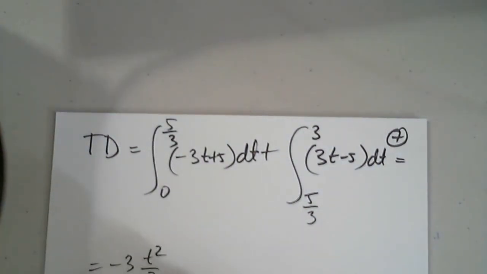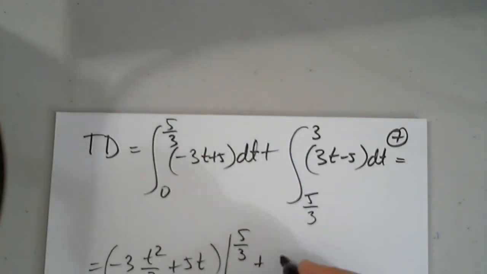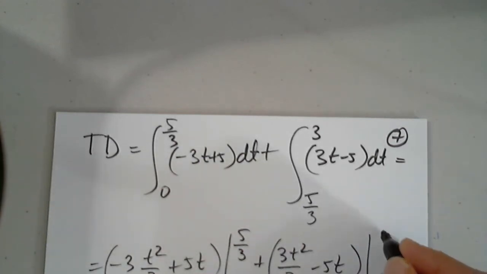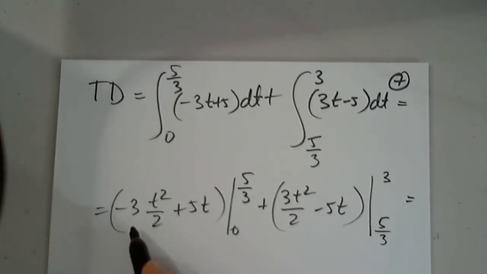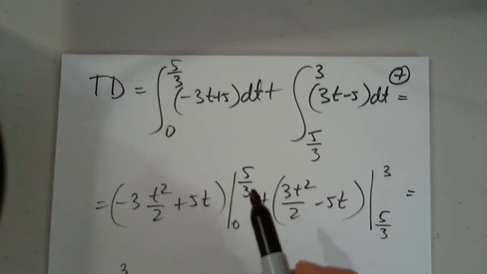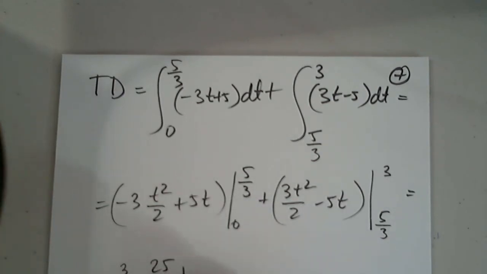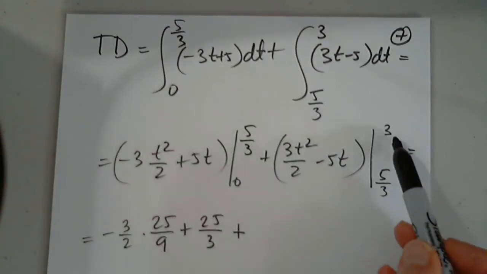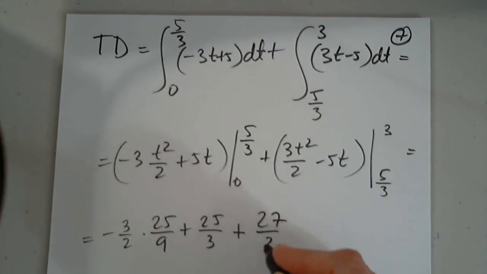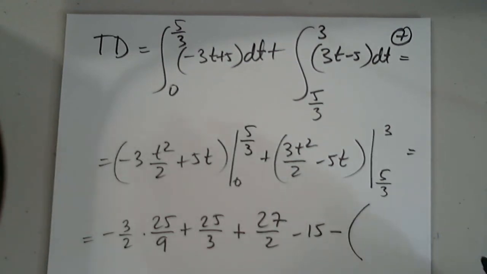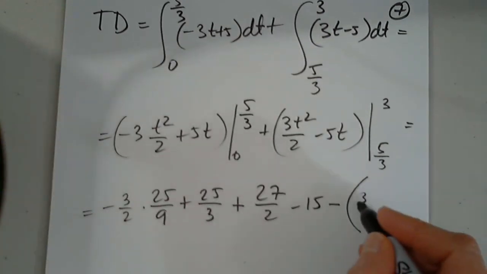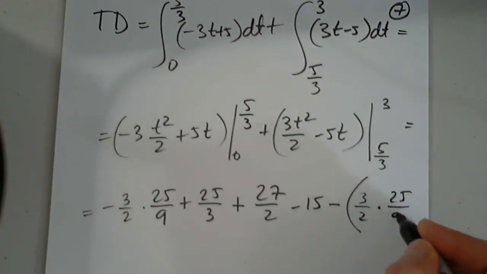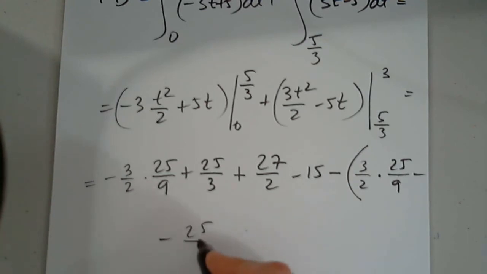So negative 3t squared over 2 plus 5t, but from 0 to 5/3. And the other one is 3t squared over 2 minus 5t from 5/3 to 3. Okay, so negative 3/2 times 25 over 9 plus 25 over 3. Luckily, I don't have to plug in 0. Plus 27 over 2 minus 15 minus. Careful now. It's 3/2 but positive, and multiply by 25 over 9 and minus 25 over 3.